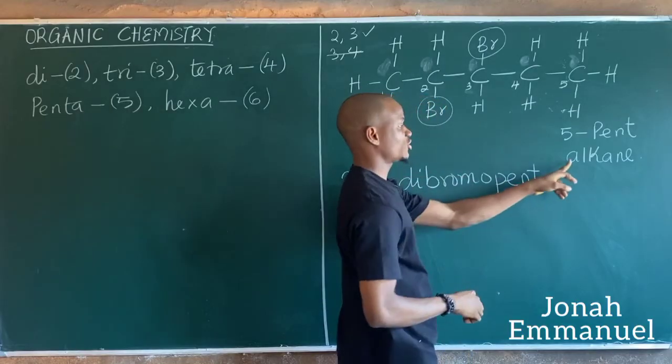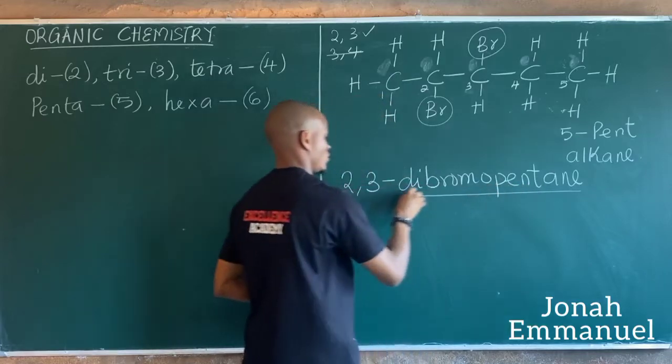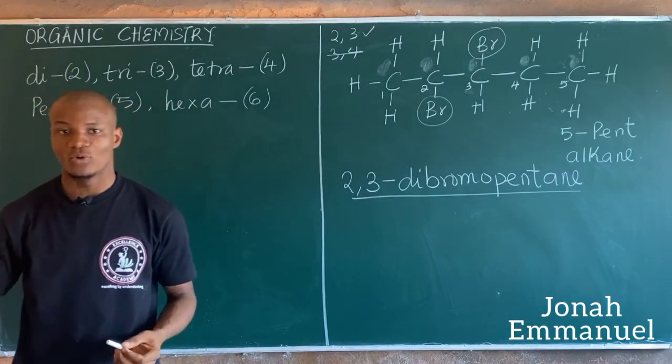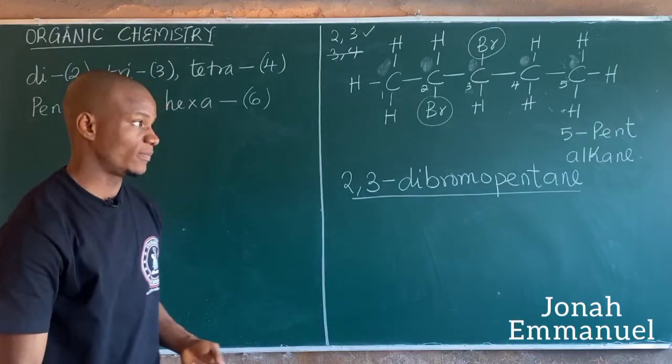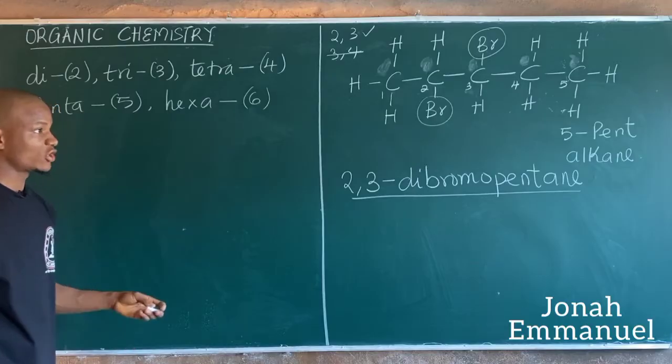Then next up, the functional group was alkane, becomes ane. So this compound is named 2,3-dibromopentane. This is how you name compounds involving multiple substituents.